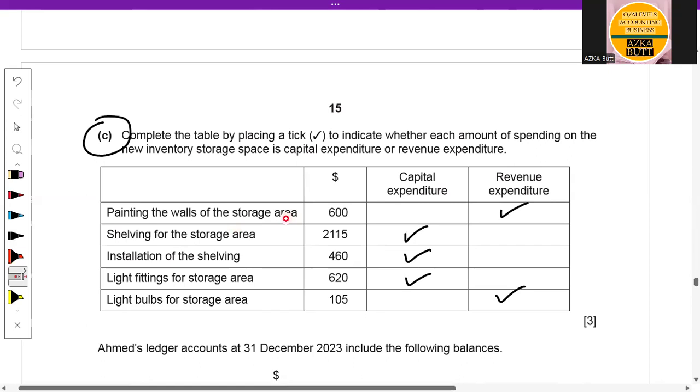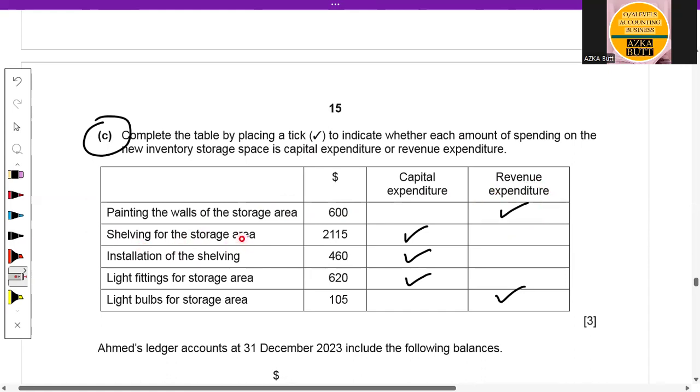Painting the walls of the storage area. Painting the walls of the storage area is not something you will do only one time. You may have to do this multiple times, and again, you are not purchasing something which is fixed in nature. That's why this would be your revenue expenditure.